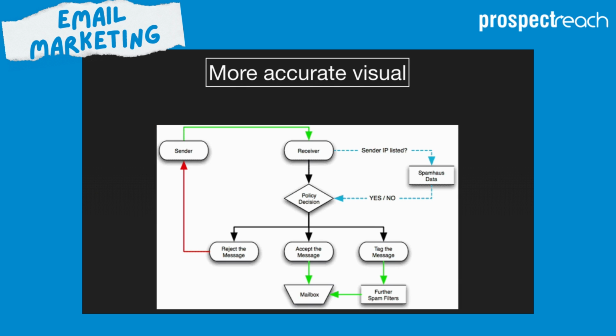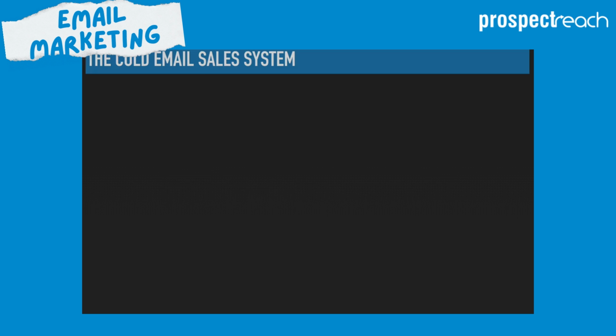And a more accurate visual here is you have the sender and you have the receiver. It goes through different protocols, such as the ISPs looking at the IP, and we'll go over what those definitions mean. And then these algorithms take effect. They can either reject the message, accept the message, or tag the message, so it goes into spam or reaches the inbox. So this is a more complex view of what actually happens.